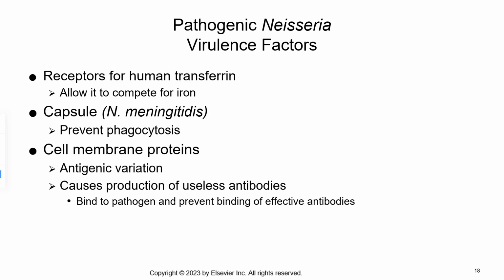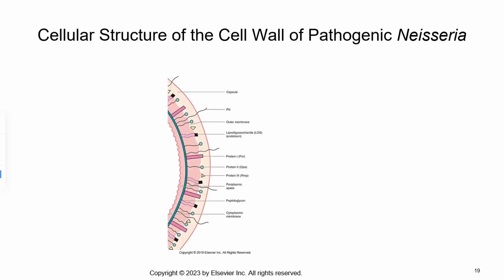Capsule: N. meningitidis has a capsule that prevents phagocytosis. And then there are cell membrane proteins that provide antigenic variation and cause the production of useless antibodies, which bind to the pathogen and prevent binding of the effective antibodies. So this is a diagram of the cell structure of pathogenic Neisseria. We've got the capsule, the pili are important, which we'll talk about in a little bit. Then there's lipo-oligosaccharide, LOS, which is an endotoxin, and that's unique from lipopolysaccharide, LPS.